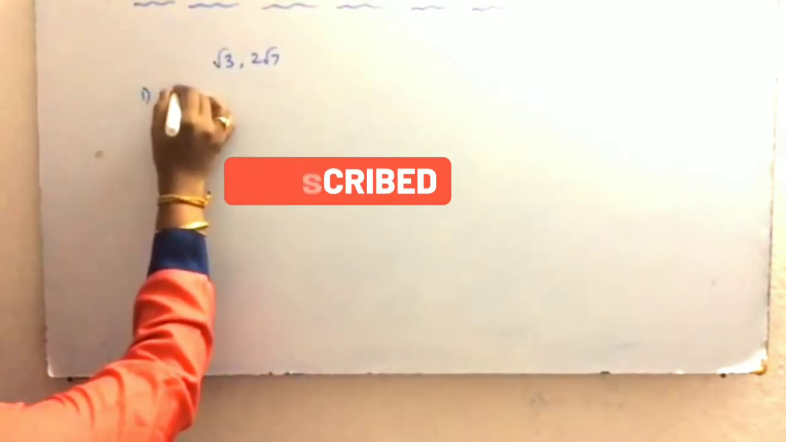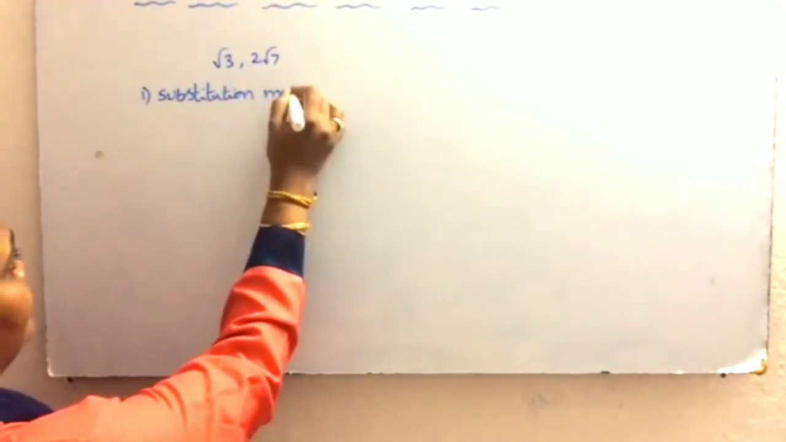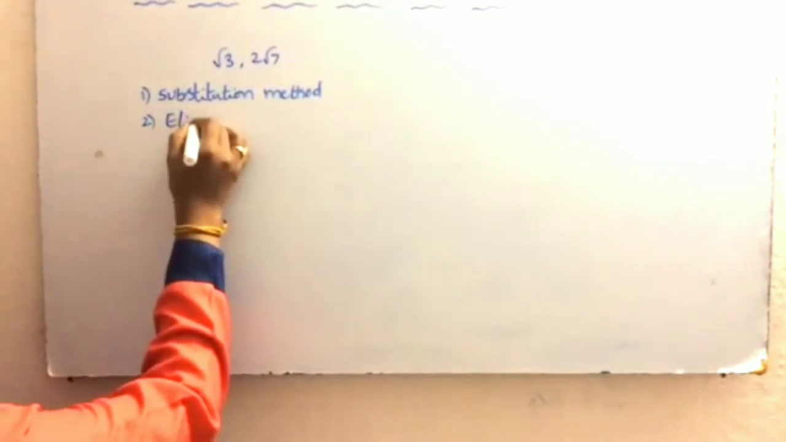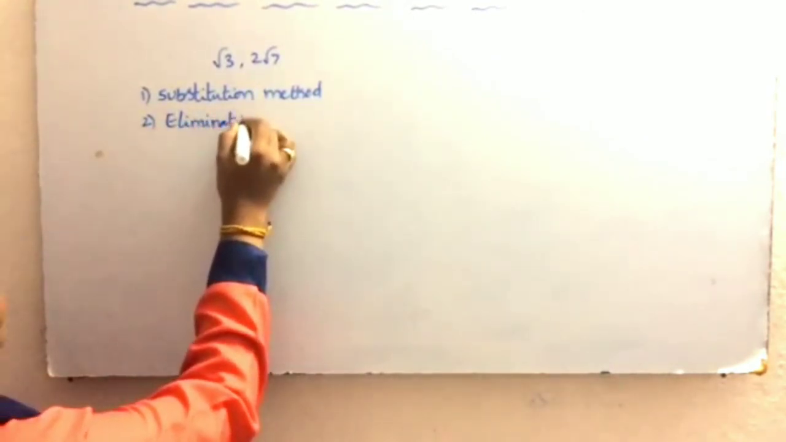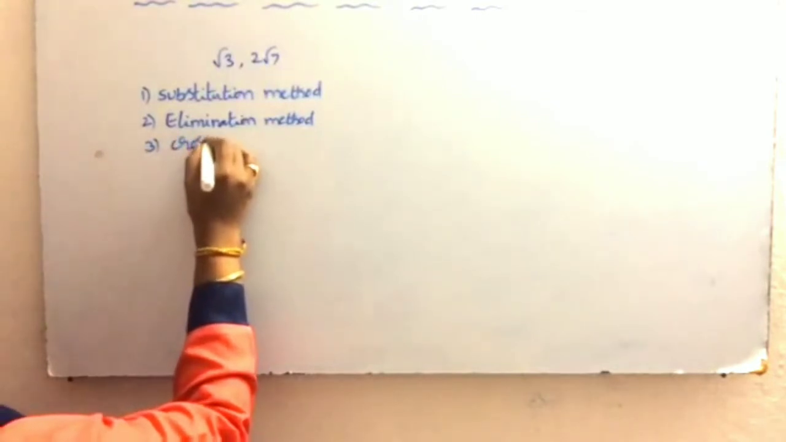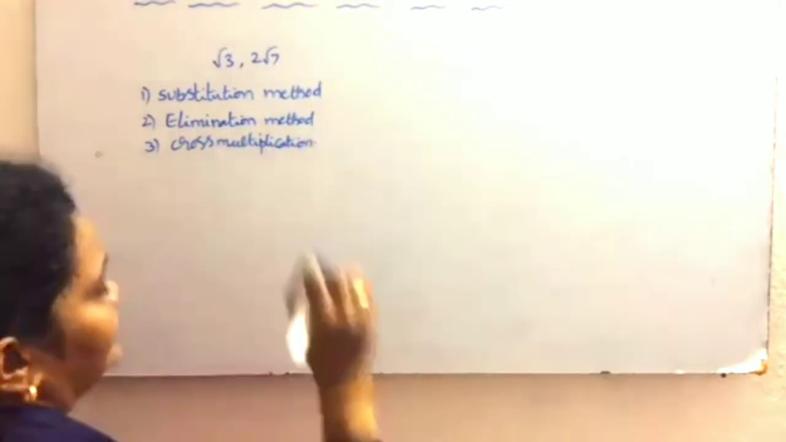First one is the substitution method, and the second one is the elimination method, and the third one is the cross multiplication method. So first one, substitution method.